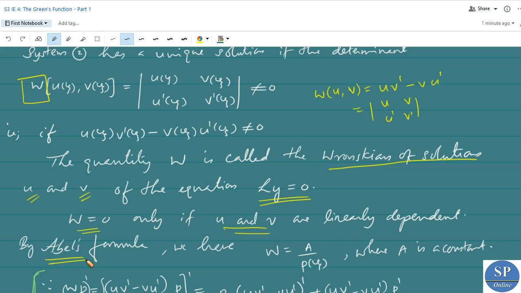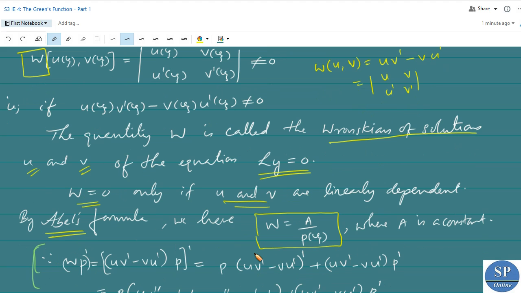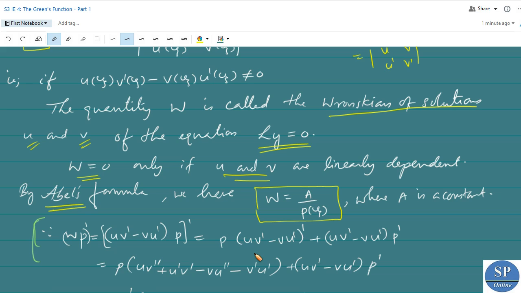Now by Abel's formula, the Wronskian W of zeta is equal to a divided by p of zeta, where a is a constant. That means W into p of zeta is equal to a constant. To prove this, we try to show that the derivative of W p is 0. If the derivative of W p is 0, then W p is a constant. That is what we are going to do here.